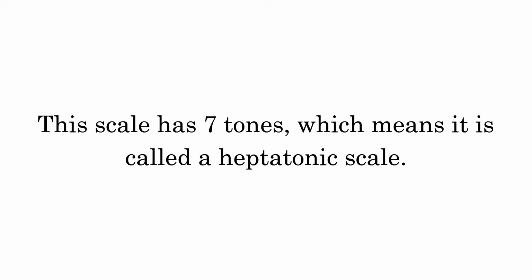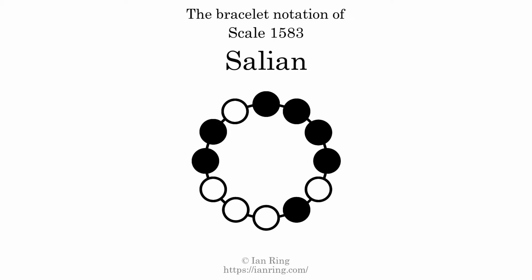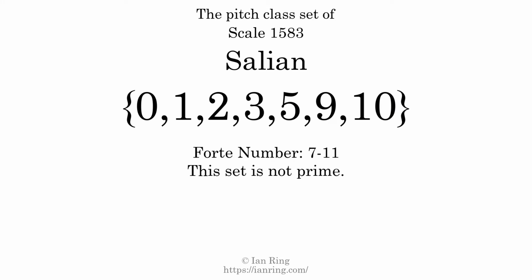This scale has 7 tones, which means it is called a heptatonic scale. This is a bracelet notation diagram of scale 1583. The shaded circles represent tones that appear in the scale, and they are read clockwise, starting at the top. The pitch class set for this scale is 0, 1, 2, 3, 5, 9, 10. The prime class is 7, 11. This set is not prime.